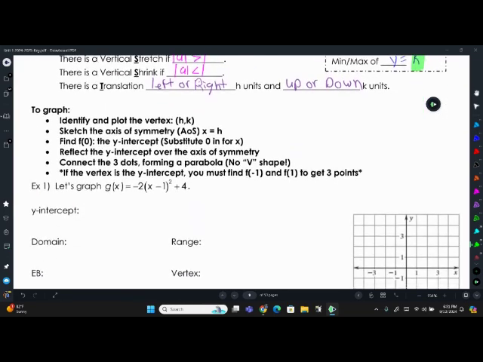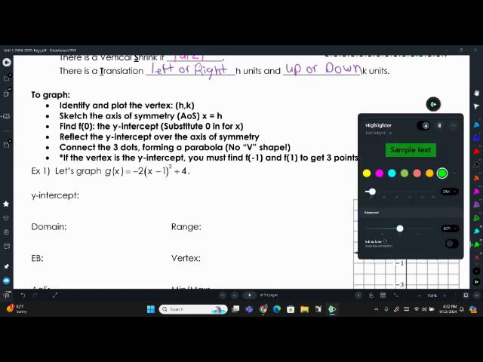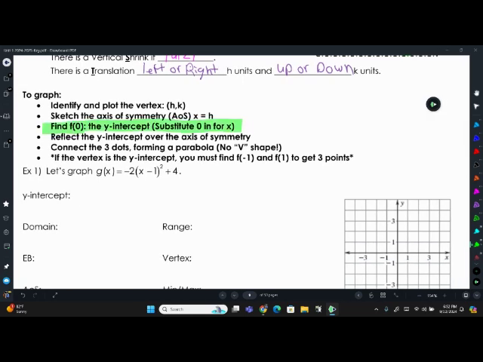So to graph, what we're going to do is identify and plot the vertex, which is h comma k. Sketch the axis of symmetry, which is x equals h, which draws the vertical line, and then we're going to find a point. The easiest point to find is f of 0. That is the y-intercept. We substitute 0 in for x and simplify. That is your y-intercept. And then we're going to reflect that y-intercept over the axis of symmetry, and then we're going to connect those three dots, forming a parabola, not a V shape.